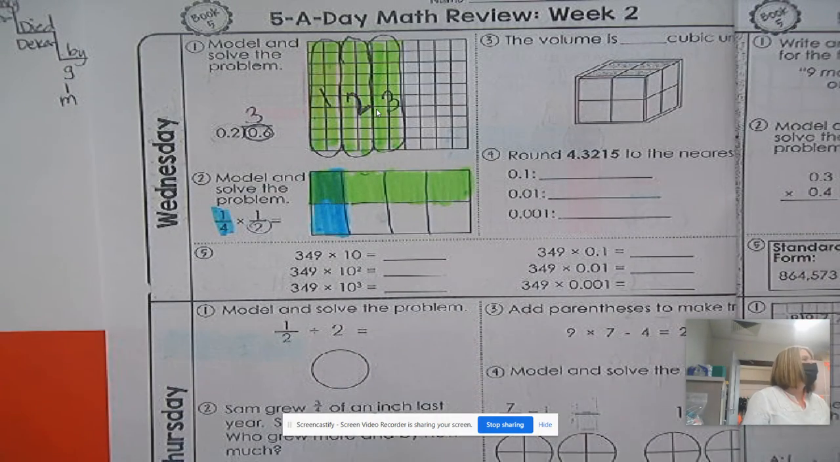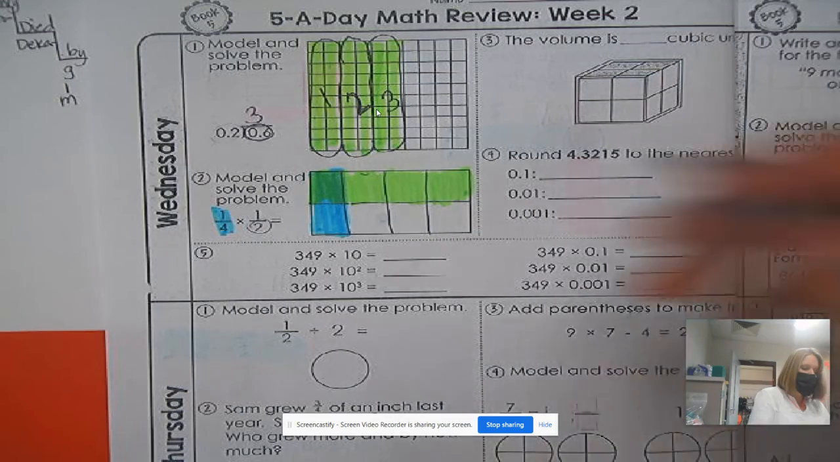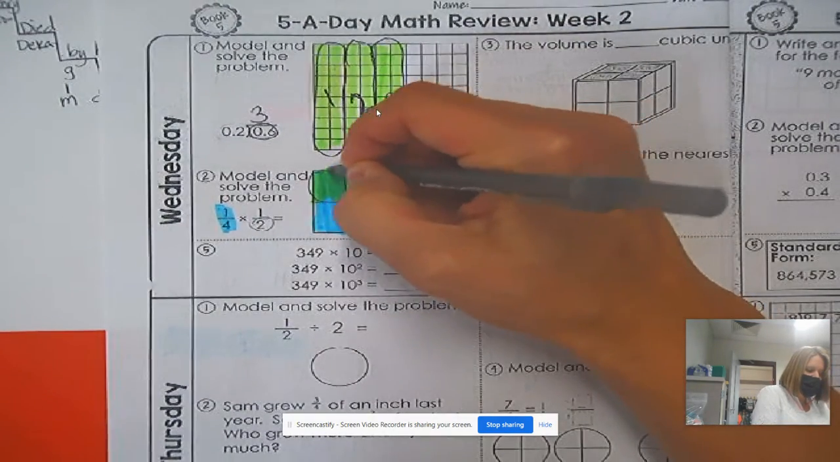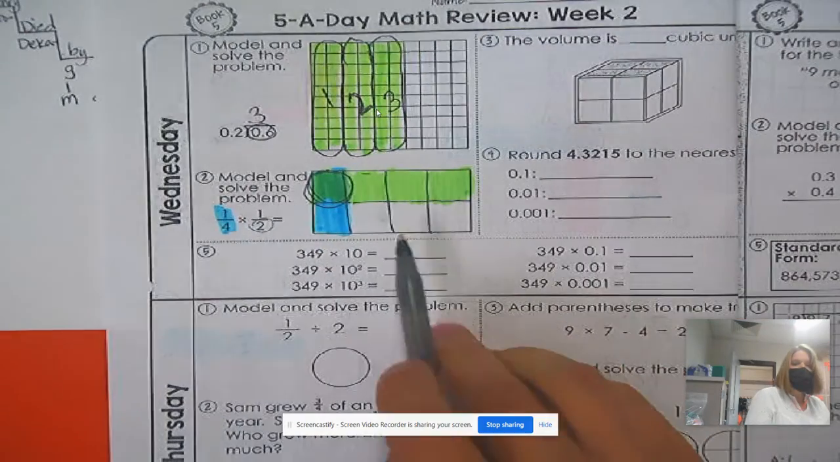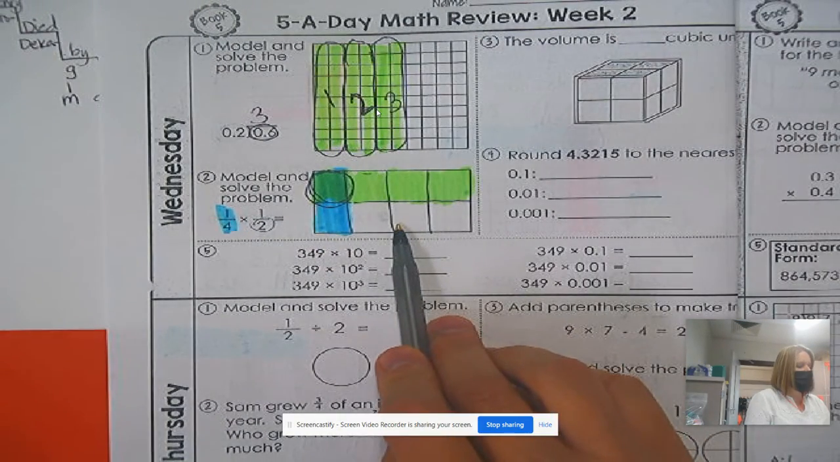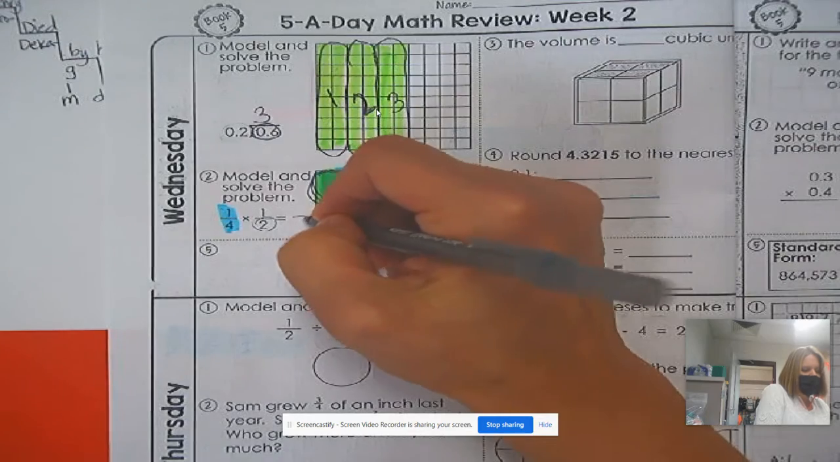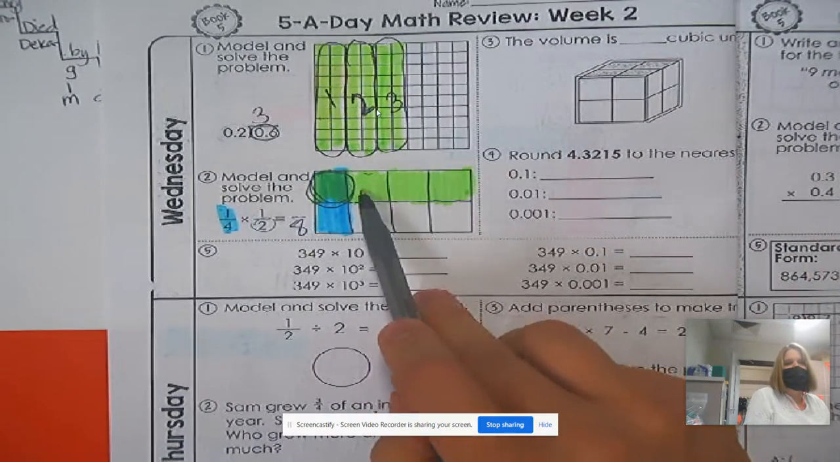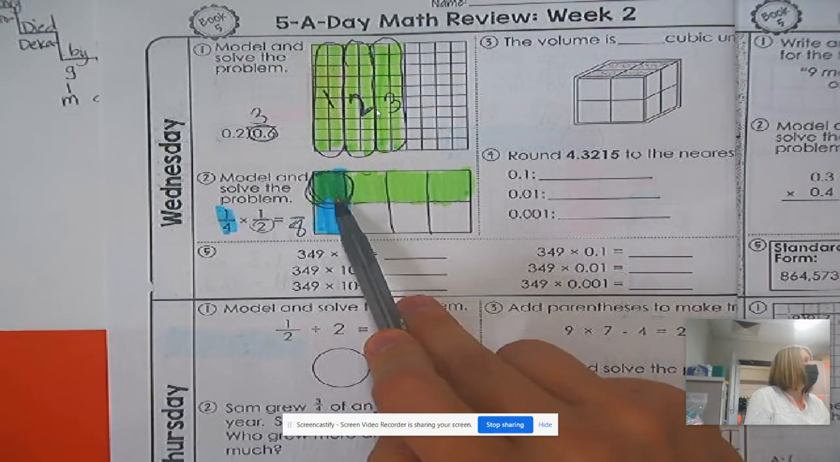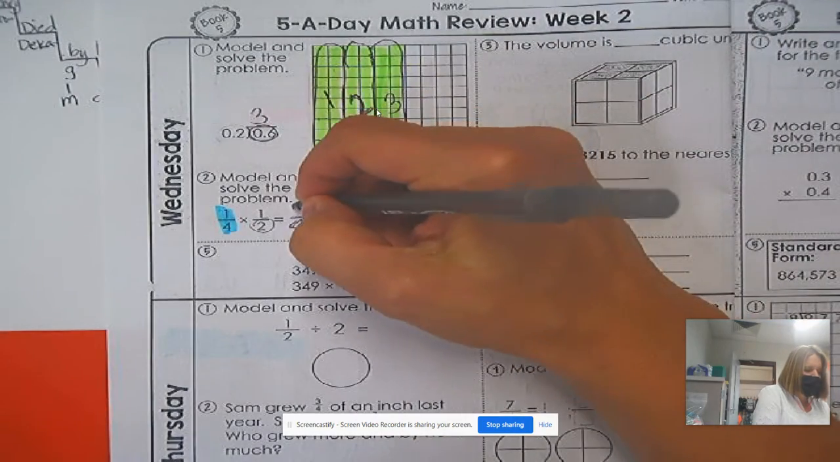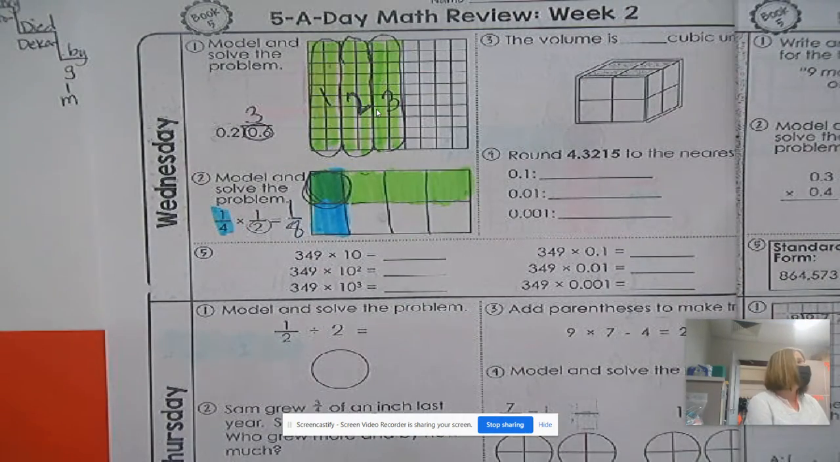Okay, where do I find my answer then? Where there are both colors. Good. So what is my whole cut into now? 8. How many 8s have both colors? 1. So 1/4 times 1/2 equals 1/8.